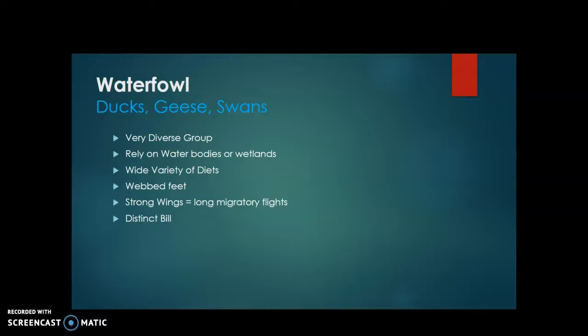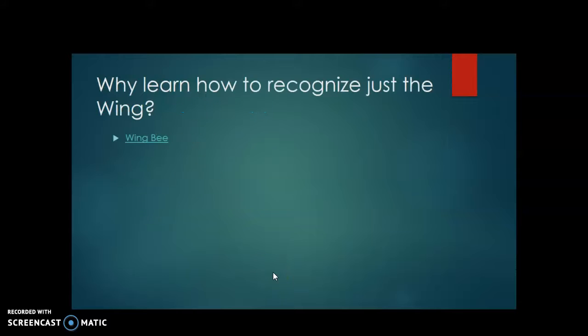Waterfowl have a distinct bill, and instead of it being called a beak, we call it a bill because it's broader and flatter, used for straining rather than probing or hooked for tearing meat, various adaptations within the bird group.